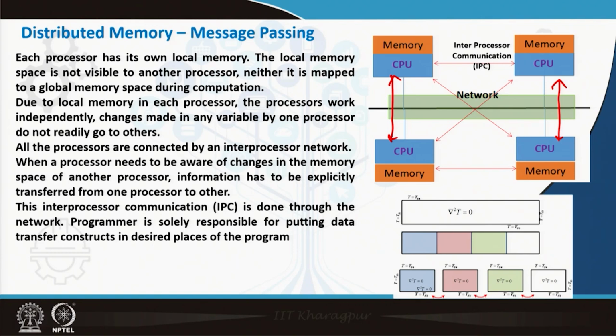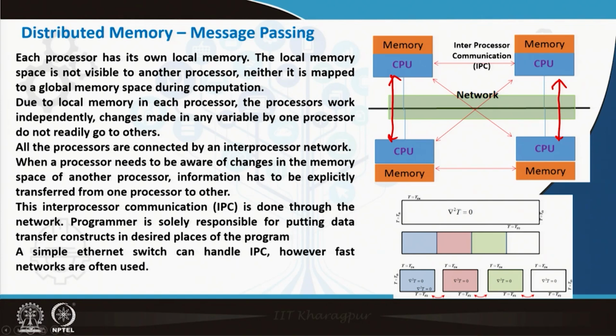In distributed memory systems, a simple Ethernet switch can handle this interprocessor communication. However, fast networks like gigabit, 10 gigabit, 100 gigabit Ethernet, Myrinet, InfiniBand switches are used because a good amount of data will be sent, and if the data transfer time is orders of magnitude more than the computing time, the performance will be bad. So the good supercomputers, good HPC platforms, use fast networks for data transfer.